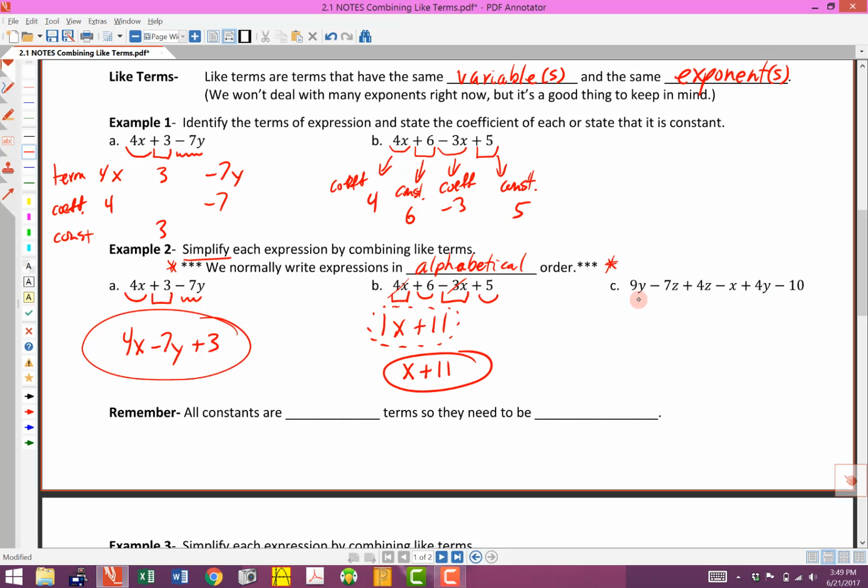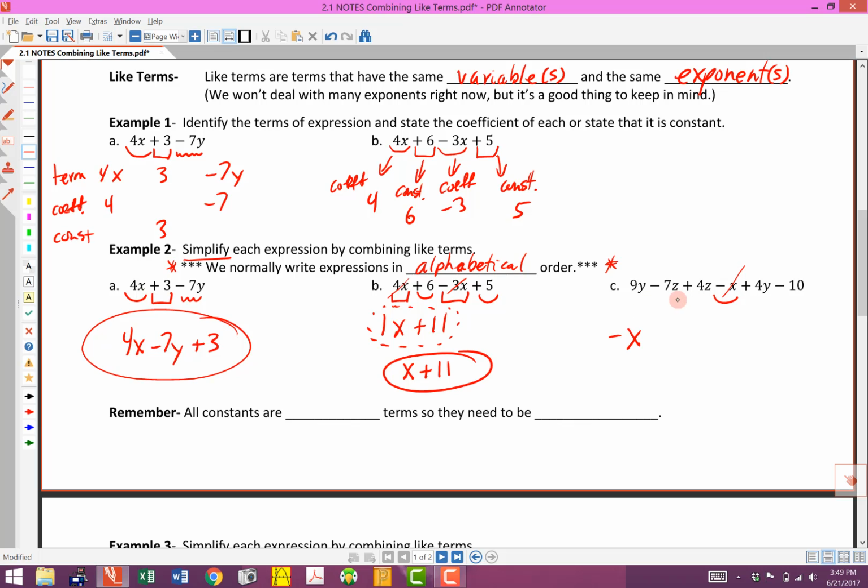Okay, and then let's take a look through here. We've got a y term and a z and another z and an x and a 4, or sorry, a y term and then a plain old 10, a constant at the end. So if we're going to put these in alphabetical order, this is the first one we're going to write down. So we're going to write negative x. So that just means negative 1x, and I'm going to lightly cross that off. Don't scribble it out so you can still see it.